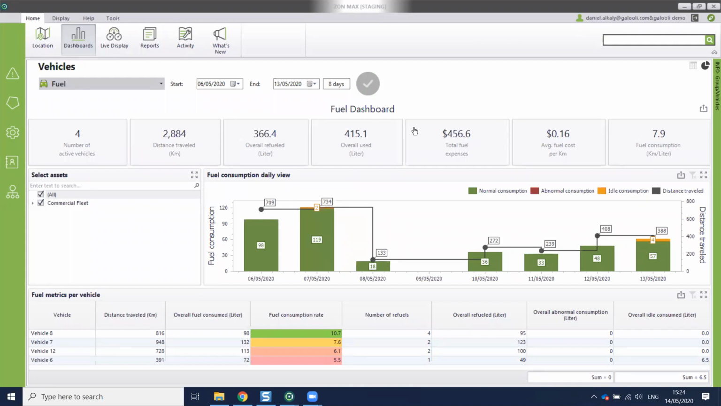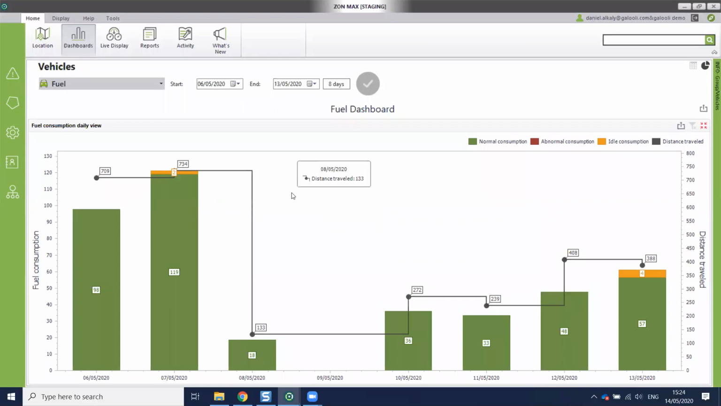To see more specific information, we need to kind of go down and take a look at the graph of the table, which appears at the bottom. So this graph is a little bit similar to the previous graph we had. This graph compares the overall fuel consumption and the distance all the vehicles have traveled. So what do we see here? We see here in the green bars the normal operational fuel consumption. Okay, in this case, it was 98 liters.